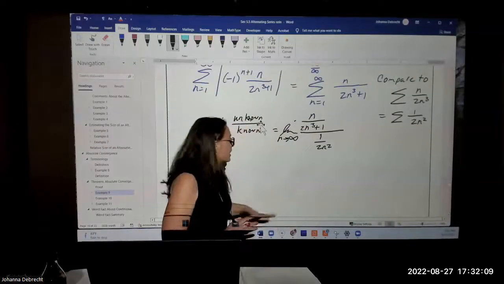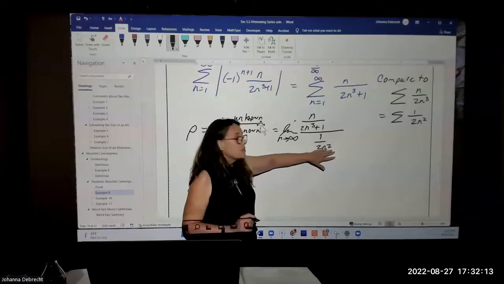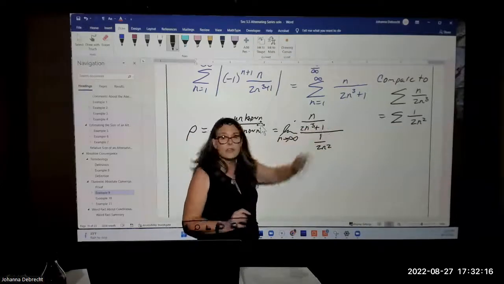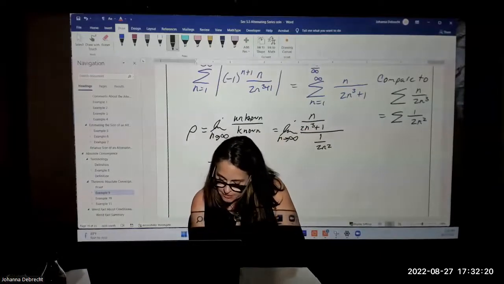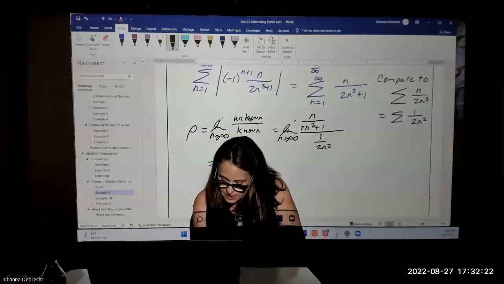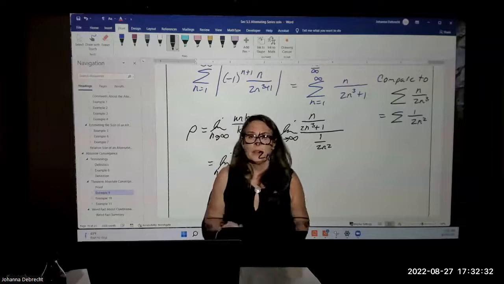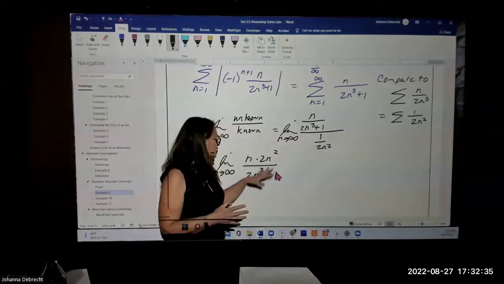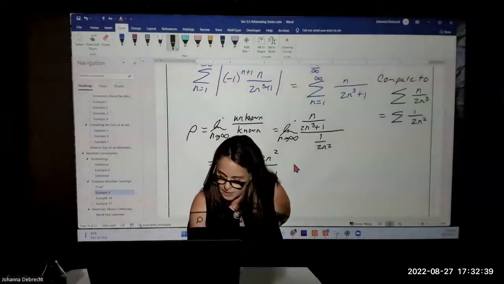Again, this is complex, so I'm going to simplify the complex fraction by taking the denominator of the denominator and moving it into the numerator. So this is then going to give me the value of the limit as n goes to infinity of n times 2n squared divided by 2n cubed plus 1. Now I want to clean this up a little bit and simplify it algebraically. So this gives me 2n cubed in the numerator.